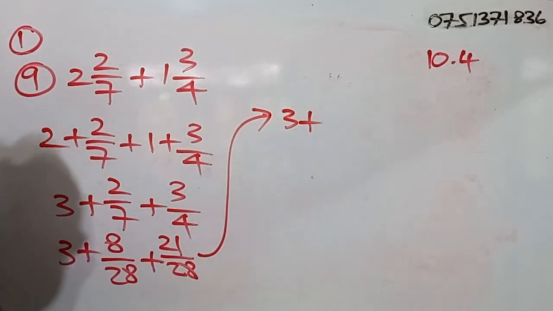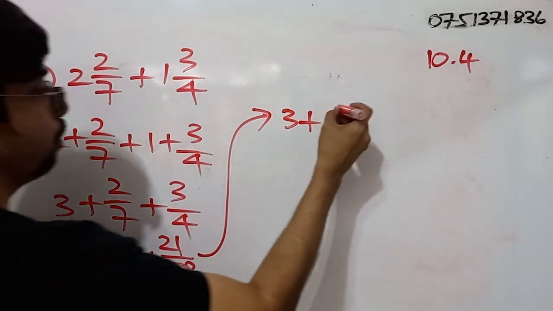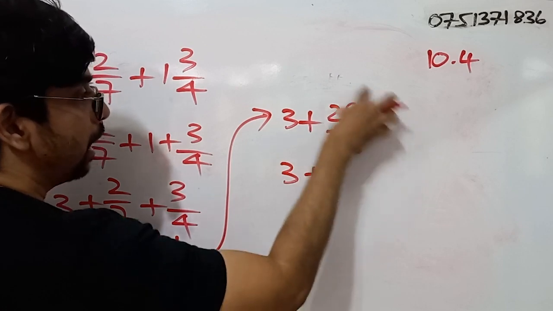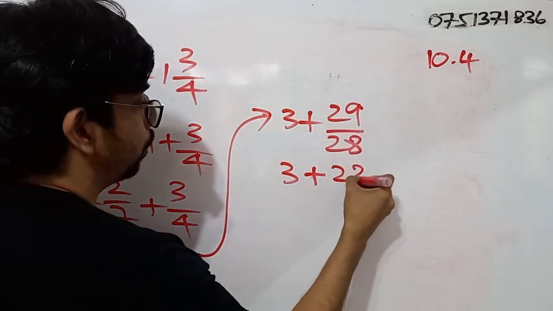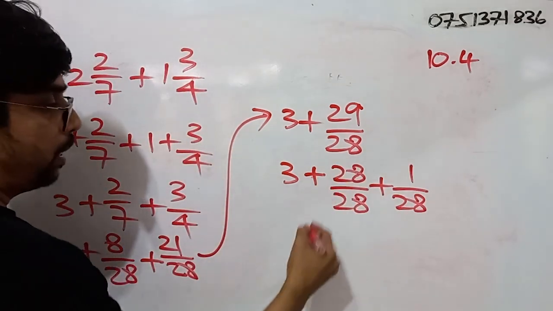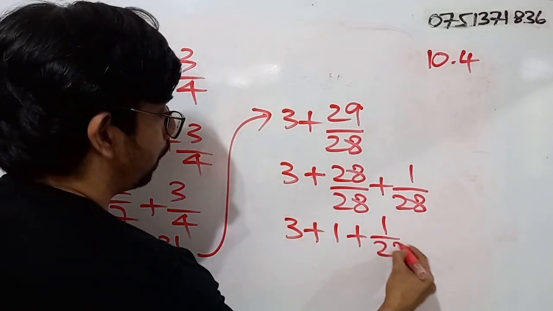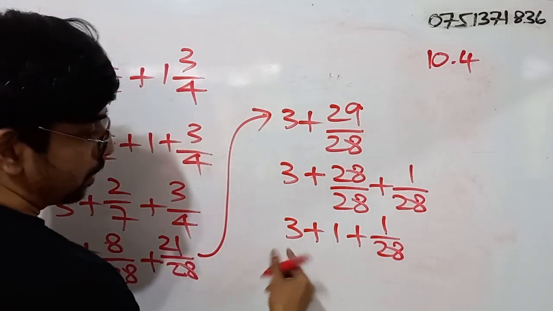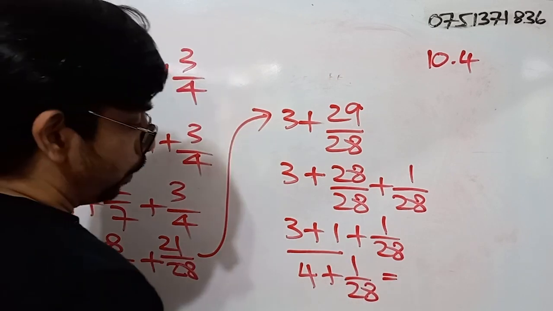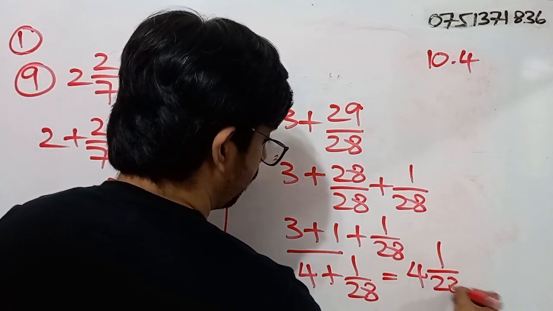So 3 plus, I can simplify these two fractions. Their denominators are equal. So it will be what? 29 by 28. Again, 3 plus, I can rewrite this fraction as what? 28 by 28 plus 1 by 28. 28 by 28 means what? 1. So 3 plus 1 plus 1 by 28. So I can simplify this as what? The whole numbers. 4 plus 1 by 28. So I can simplify these two as what? 4 and 1 by 28.